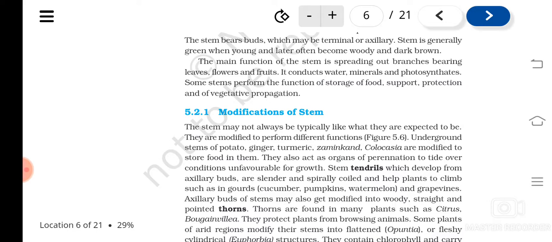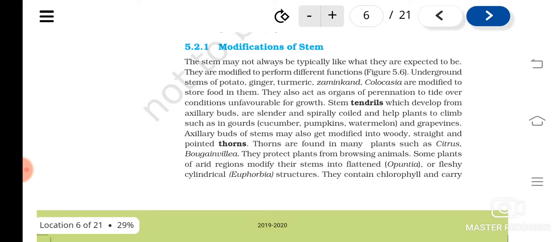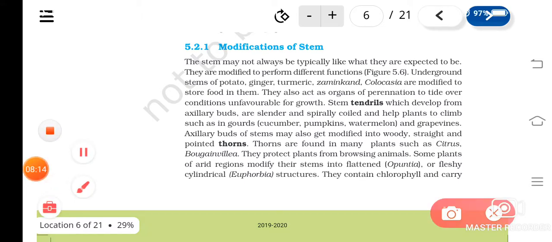Okay, and then some axillary buds. Axillary bud means the bud present in the axil of the leaf. Okay, they are modified into thorns. In bougainvillea and all, you can see thorns are there. So these are for protection, protecting the plants from the animals, isn't it? In citrus and all, you can see, the lemon plant, etc., isn't it?